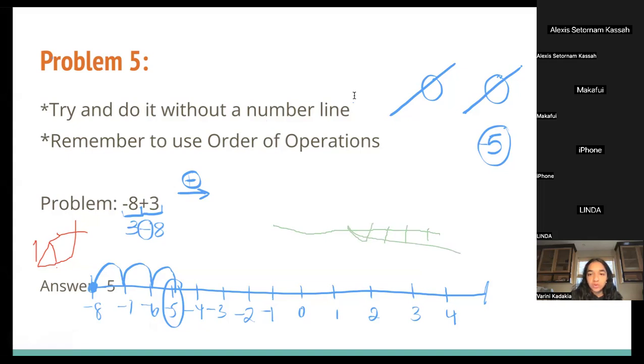Okay, we will move on to the next question. Feel free to use whatever method you want. But when using the number line method, try to envision the number line in your head instead of drawing it out, because that will make these problems a lot quicker and a lot faster.